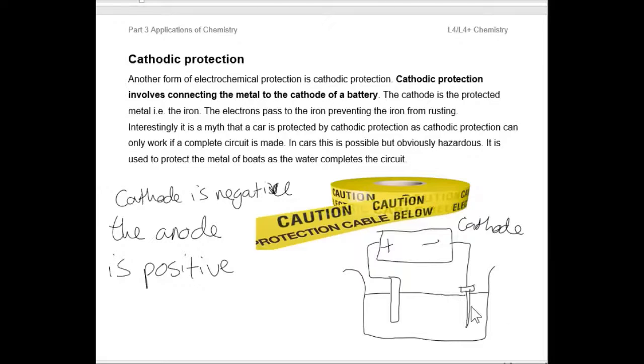And because you keep giving it electrons, it cannot lose electrons. As corrosion is the oxidation reaction, the losing of electrons, because you're always giving it electrons, it can't lose them. And so therefore, Fe cannot change into Fe2+, because it keeps getting electrons. That's the idea of cathodic protection. That's all you need to know about it: the metal cannot rust because you keep giving it electrons.